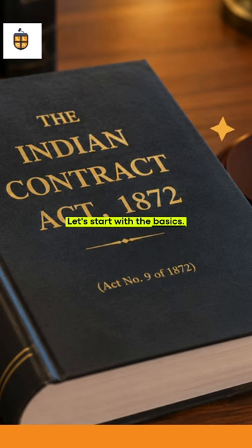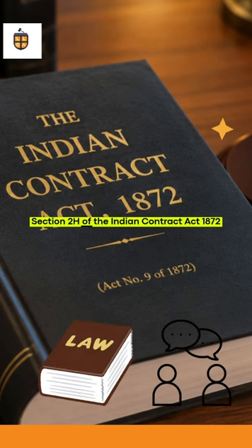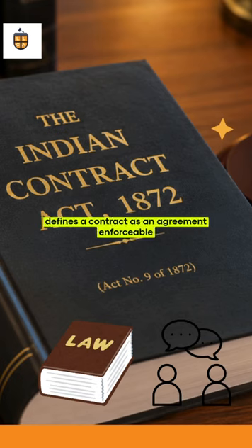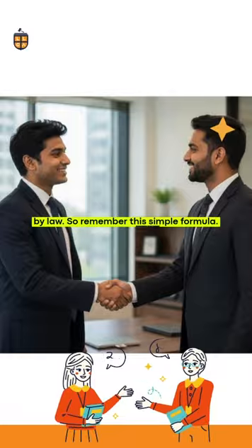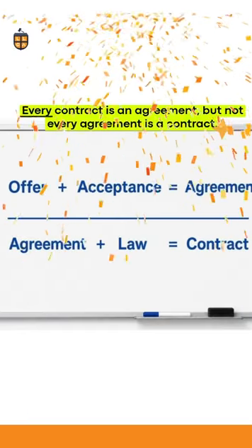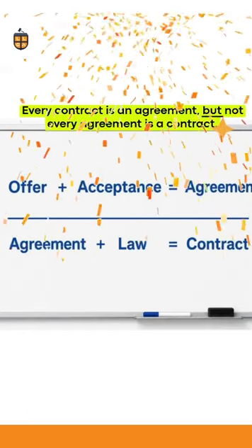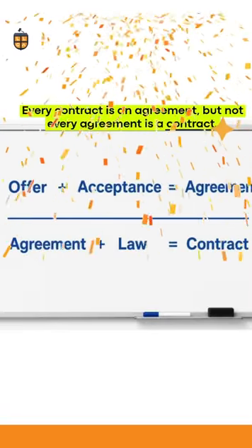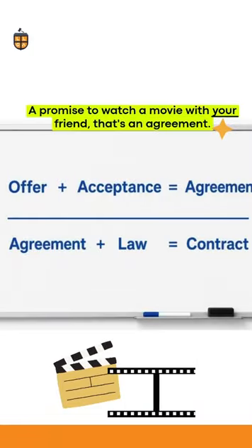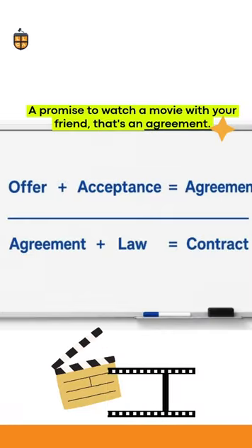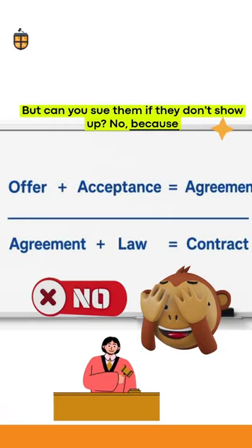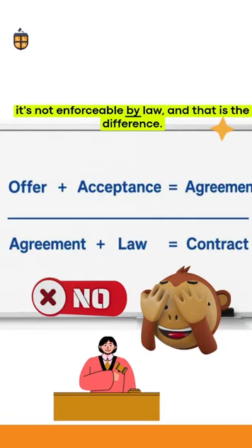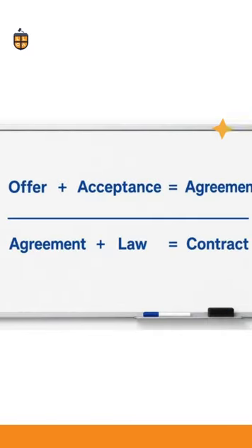Let's start with the basics. Section 2H of the Indian Contract Act 1872 defines a contract as an agreement enforceable by law. So remember this simple formula. Every contract is an agreement, but not every agreement is a contract. A promise to watch a movie with your friend, that's an agreement. But can you sue them if they don't show up? No, because it's not enforceable by law. And that is the difference.